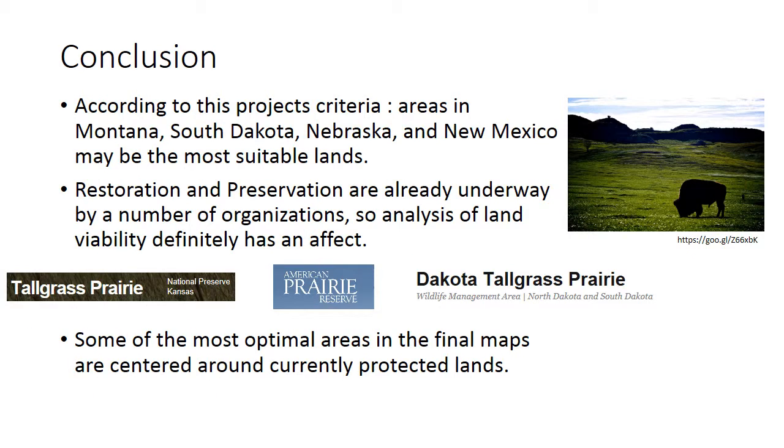In conclusion, according to this project's optimality criteria, areas in Montana, South Dakota, Nebraska, and New Mexico may be the most suitable lands for restoration. Thankfully, restoration and preservation are already underway by a number of organizations, so it looks like analysis of land viability definitely has a positive effect. Some examples of these organizations are the Tallgrass Prairie National Preserve, the American Prairie Reserve, and the Dakota Tallgrass Prairie Reserve. And in the final maps, some of the most optimal areas were actually centered around currently protected lands, so it does appear that expanding upon currently protected lands may be the best course of action for the future.